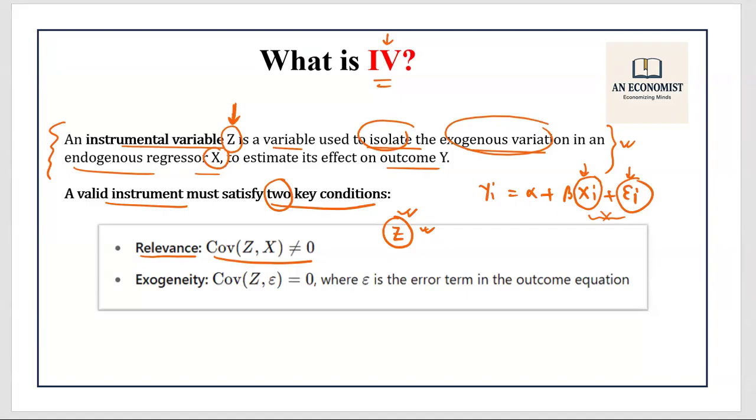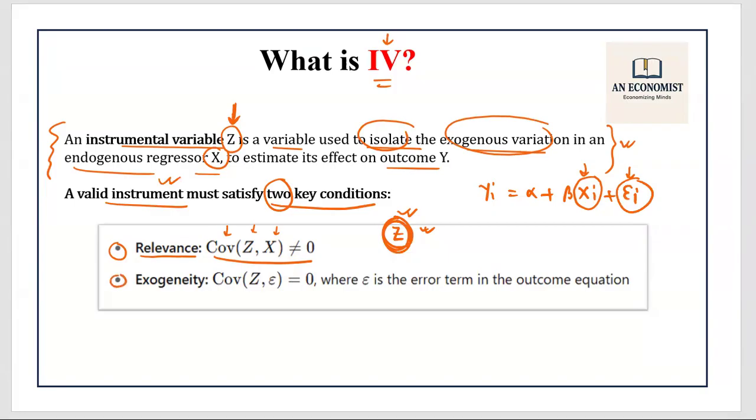So the exogenous variation of this X variable can be found if we can find an instrument such as Z, which has a strong correlation with the Xi variable. This is the first condition for qualifying as an instrument in the model. The first condition is the relevance condition: the covariance of Z and X has to be strictly not equal to 0. So Z and X have to be strongly correlated with each other. This is the first criterion.